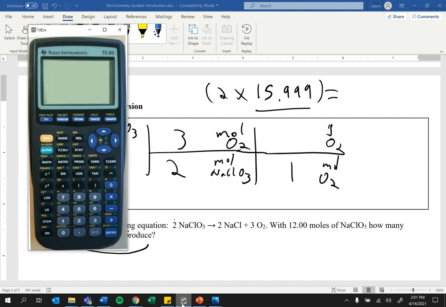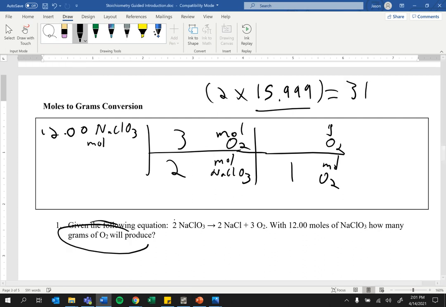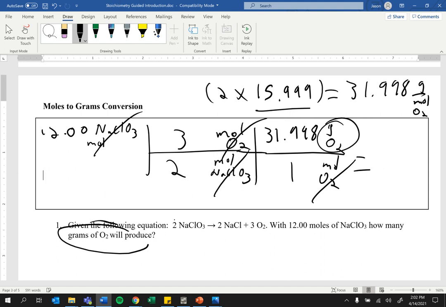And if I add up 2 O's, let's see what that gives me. Let's turn my TI on, 15.999 times 2. That gives me 31.998, and that's grams per mole of O2. So for every 1 mole of O2, I know that's going to be 31.998 grams. And that's what I'm looking for. All of these units will cancel out. I'm going to end up with grams of O2.